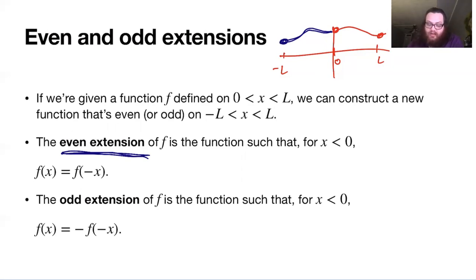Another option is to take an odd extension. Here, again, for negative values of x, what is the value of the function there? The value of the function for negative x is going to be the value of the function for the corresponding positive x value, but then we flip it across the x-axis. So if we want to know the value of the odd extension here, we ask, what's the value over here? That's that.